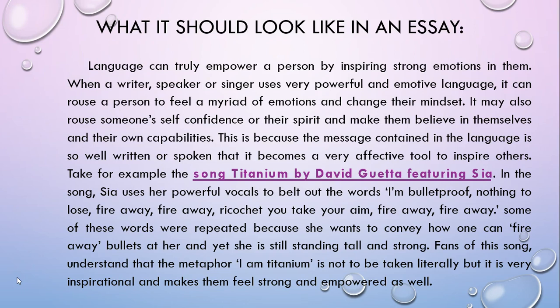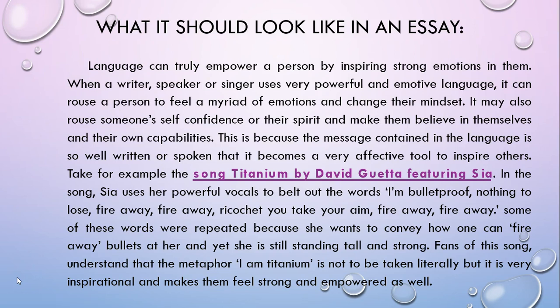Okay, feel free to pause this video and read through if you need more time. But basically, the part that is already in bold and underlined and also in a different color is where the citation occurs. So that sentence there. Take, for example, the song Titanium by David Guetta featuring Sia.